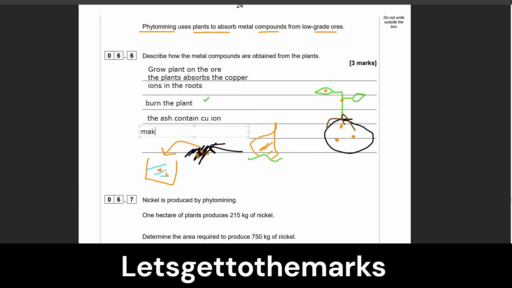So I'm going to say make a solution of ash. So it's very similar to the leachate. And now we're going to extract with electrolysis or displacement. And again, the displacement is with the scrap iron. So essentially, you're going to burn the plant to form an ash, dissolve it in water to make a solution, and then extract with electrolysis or displacement.